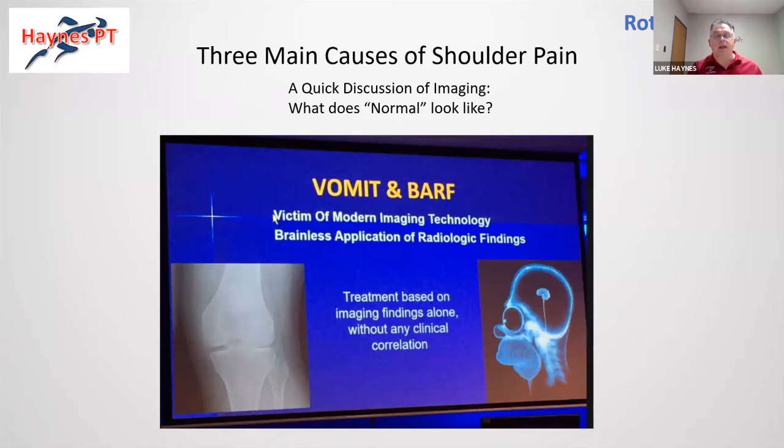So again, on the imaging, we have to be cautious of the vomit and the barf. So what is vomit? Vomit is the victim of modern imaging technology, and the barf is the brainless application of radiological findings. What that really means is when we treat based solely on imaging findings alone without any clinical correlation, we have to know mechanically what's happening in there.